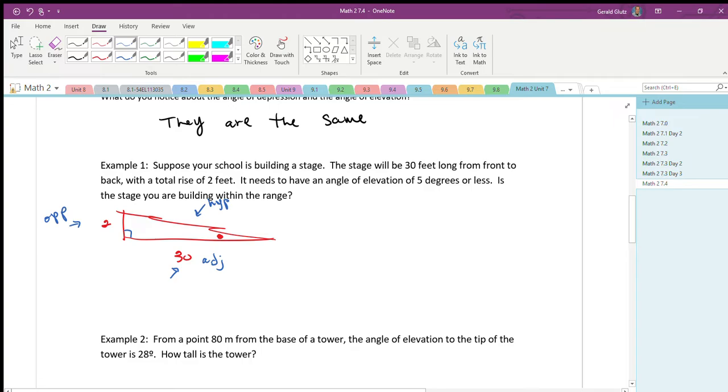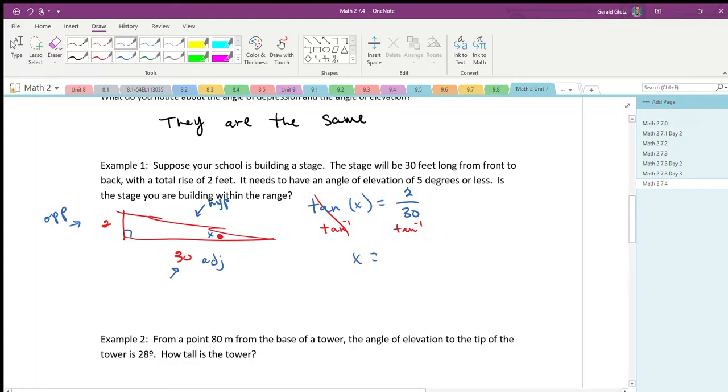So what trig function do I want to use? So what uses O and A? So TOA. That would be T. T uses O and A. So tangent, I'm just going to call this X. Tangent of X is equal to the opposite over the adjacent, 30. So I've got to figure out what X is. So I need to get rid of this tangent. So to get rid of a tangent, I take the inverse tangent of both sides.